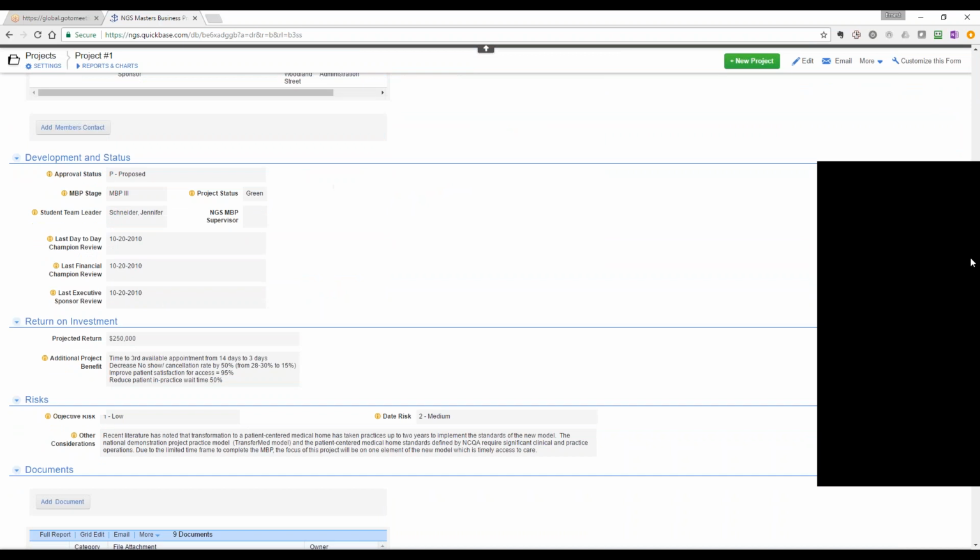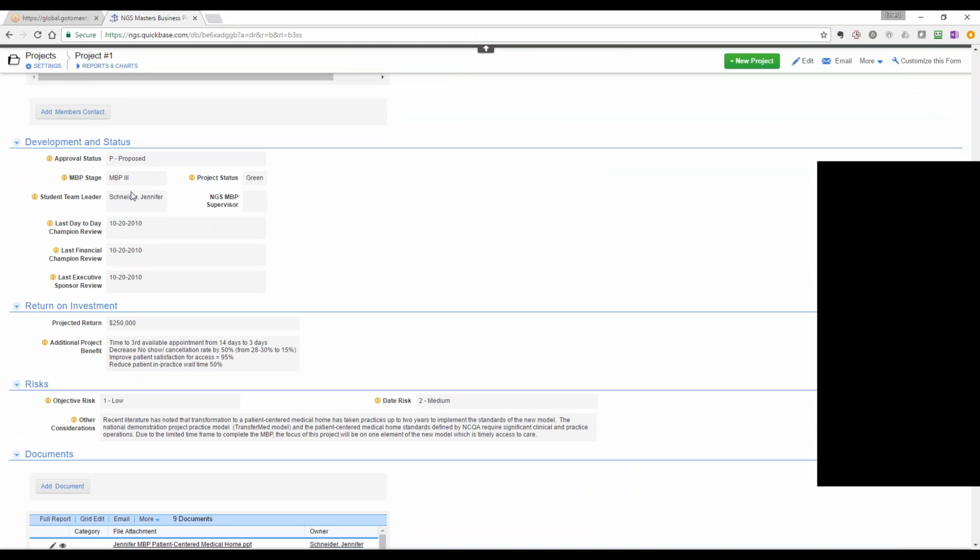So we have contact information. I mentioned this is where the status is, and there's different stages. Master Business Process 1, 2, and 3 are typically the stages. And then later on, for instance, on this project, they had a projected return of investment of about $250,000. You don't put that in there at this point.